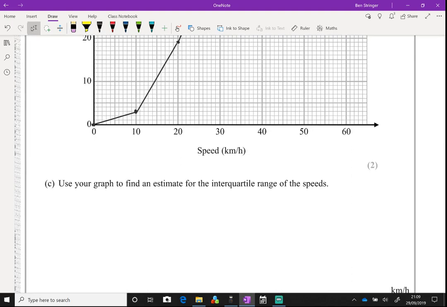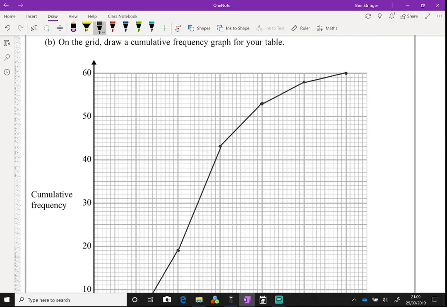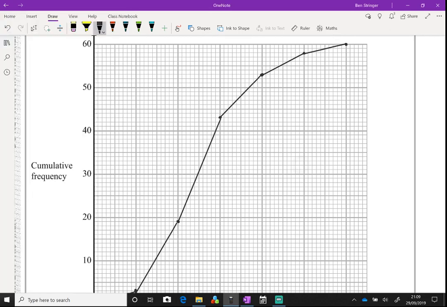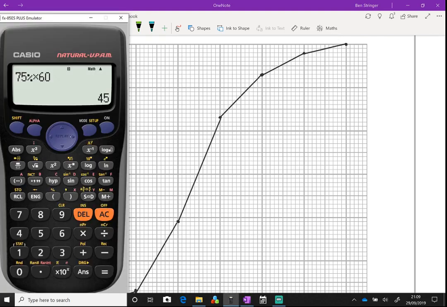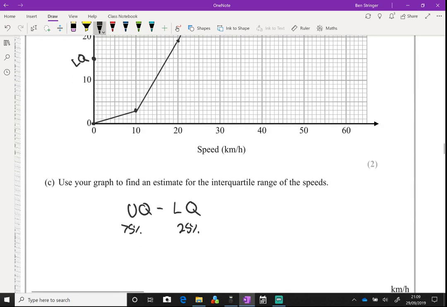On your graph, find an estimate for the interquartile range. So you need the upper quartile, subtract the lower quartile. That's where the 75th percent is, and that's where the 25th percent is. So 75% of data, there's 60 pieces of data, so 75% of 60 is 45. I want the 45th person there, and then the 15th person, so this is the upper quartile. Lower quartile, it's just the difference between them to get the interquartile range.